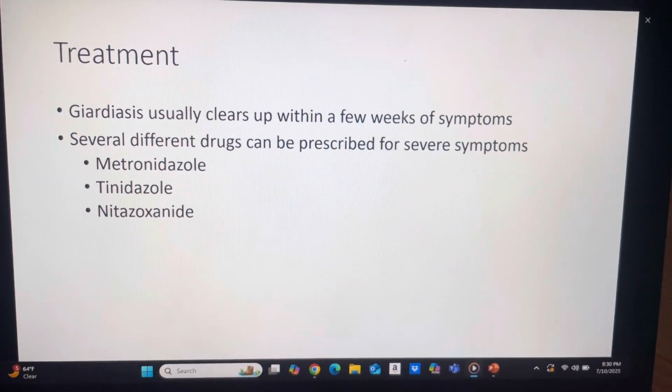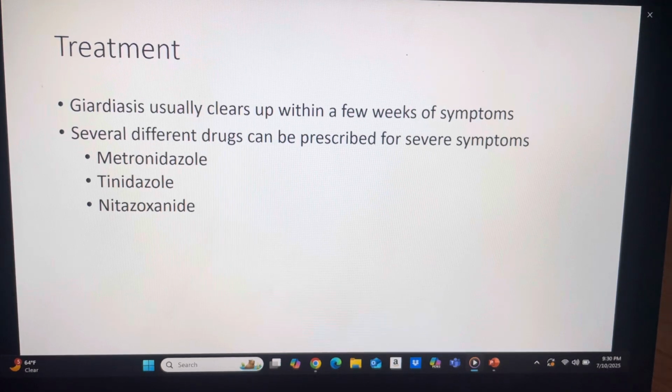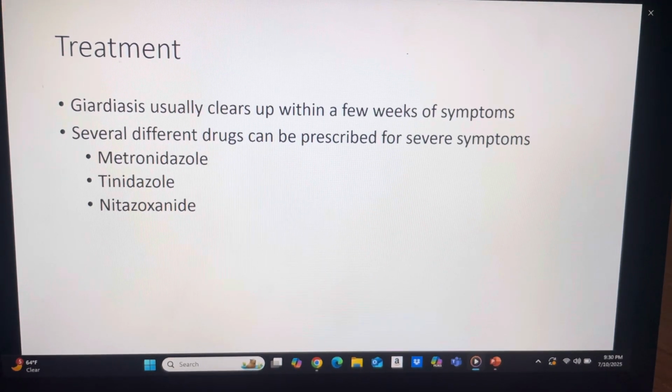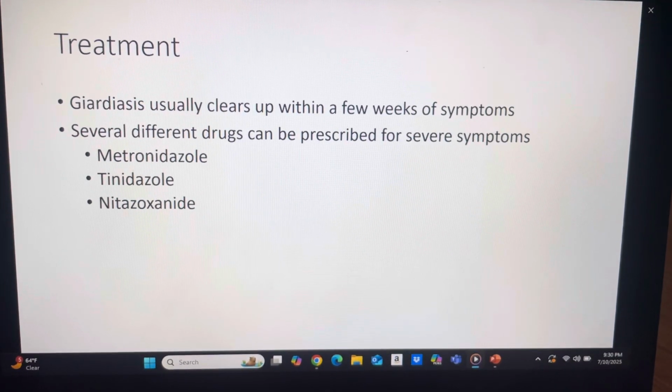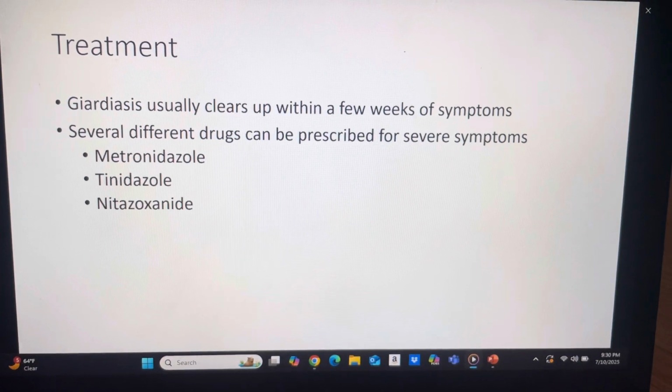Treatment. Giardiasis usually clears up within a few weeks of symptoms. Several different drugs can be prescribed for severe symptoms. These are the antibiotics here that are usually prescribed.